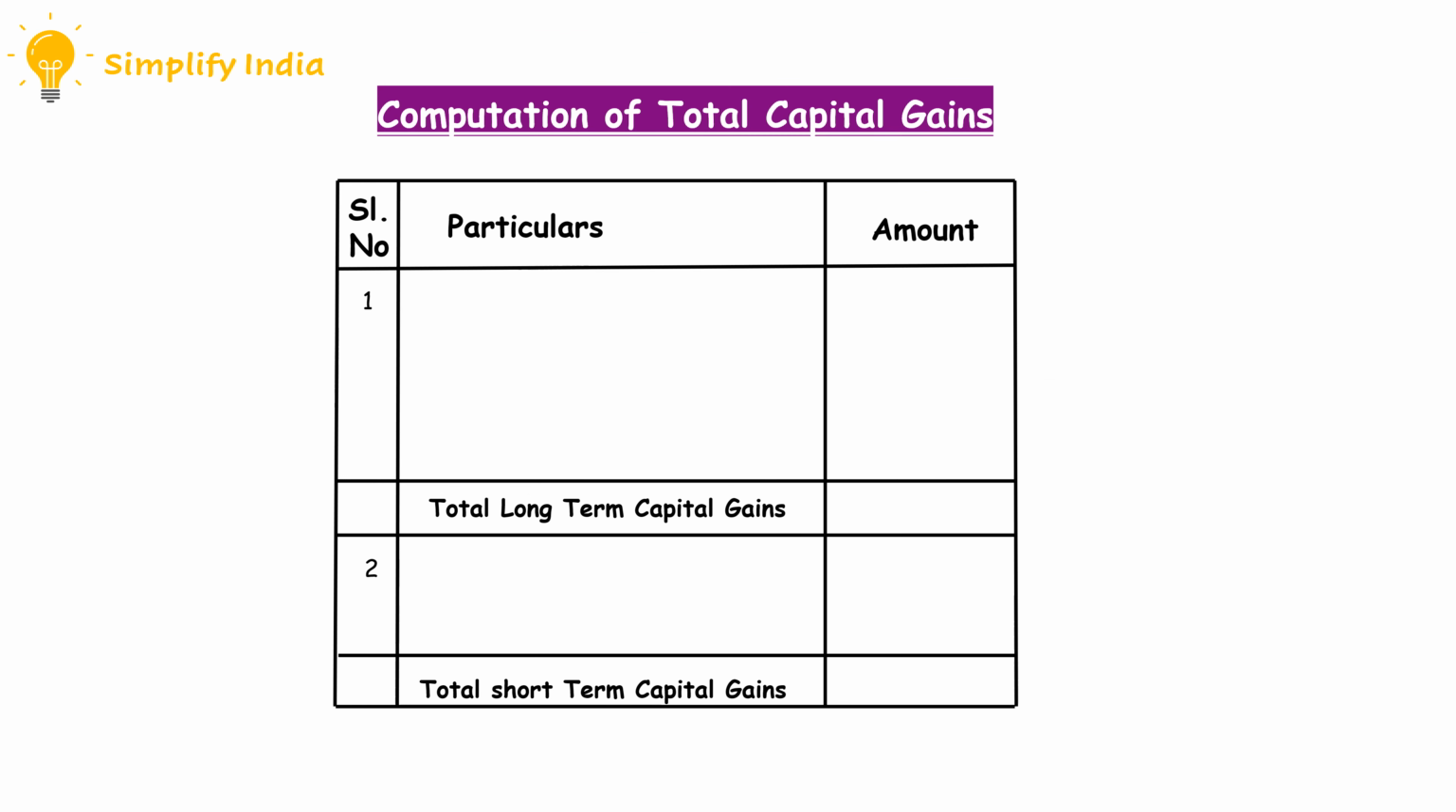Now we have a final step of this problem where we have to take the total of all the long term capital gains and the total of all the short term capital gains to know what is the amount of total long term capital gain and short term capital gain Miss Vimla gained.